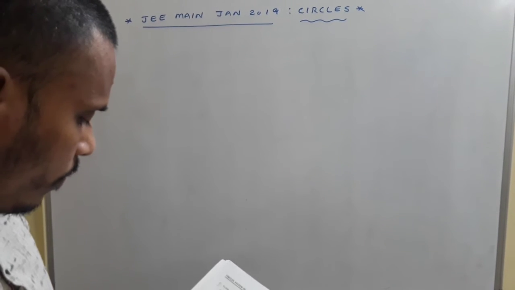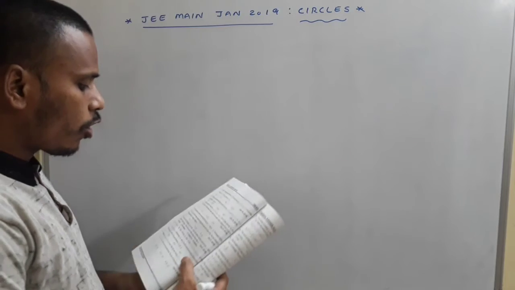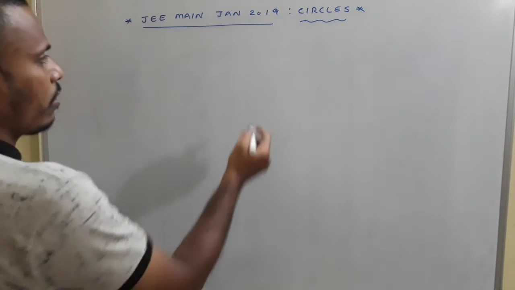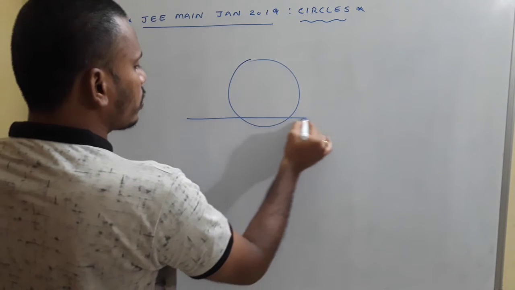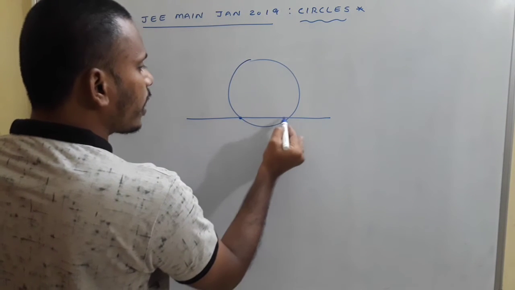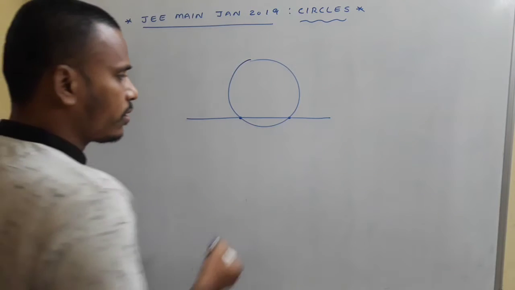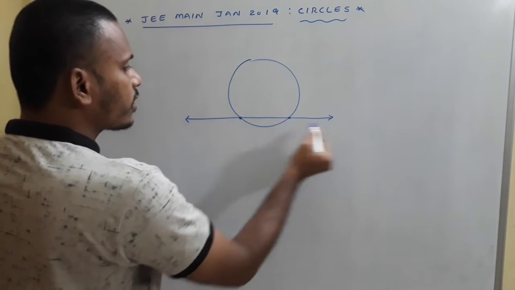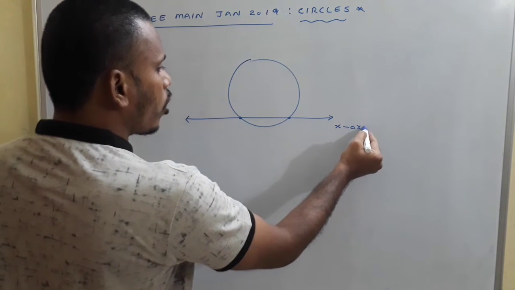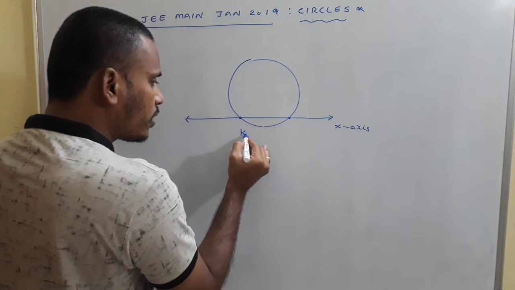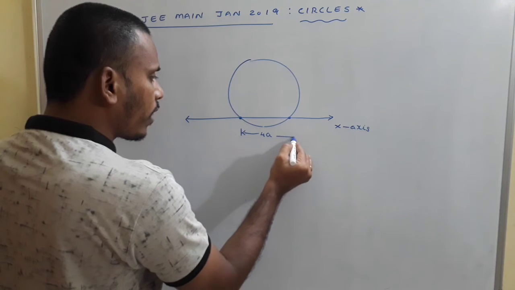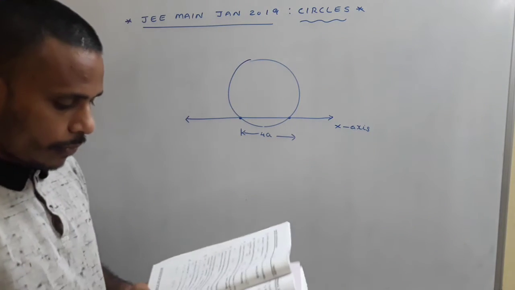So what is the next problem? A circle cuts a chord of length 4a on the x-axis. For example, if you have a circle like this, there is a chord on this circle. If you treat this line as the x-axis, then according to the problem, this length is 4a. Okay.